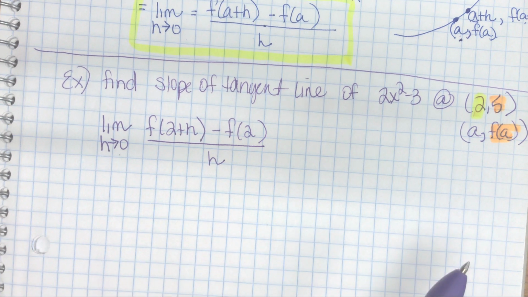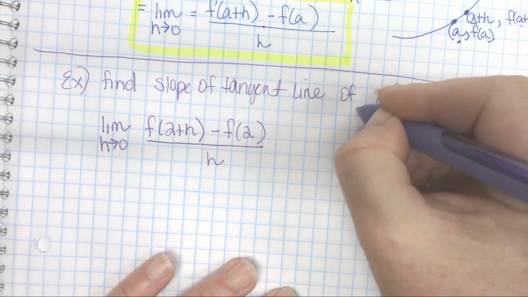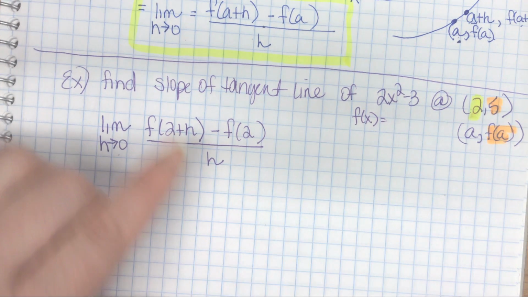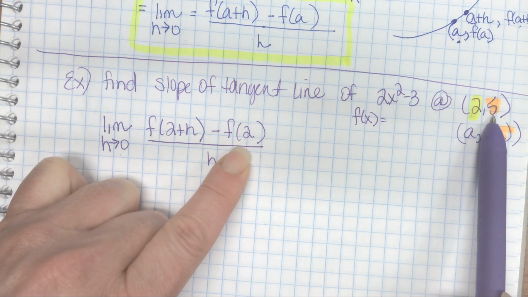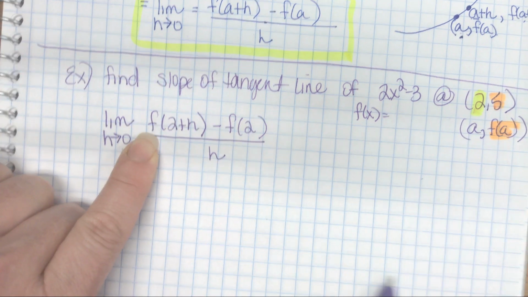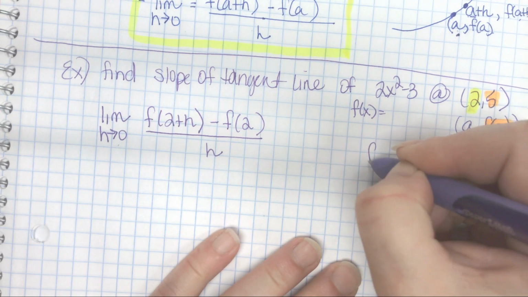All right, so I have my function. This is my function f of x. And as Braden pointed out, we know what f of 2 is. That's 5. But I'm going to do some work on the side here. You're going to do some work on the side. I need an expression for f of 2 plus h.